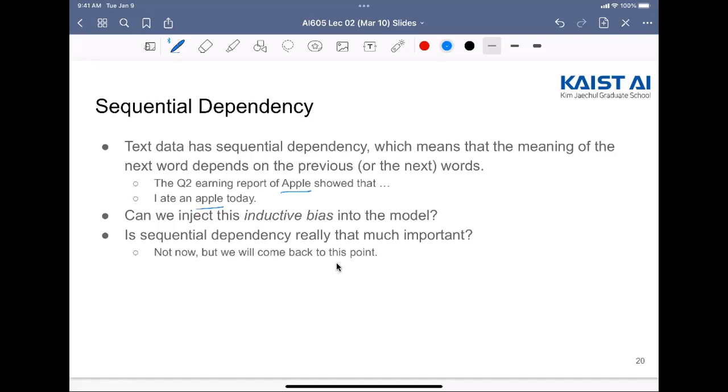And I think, spoiler alert, you might be wondering, especially given that many of you have started working on this after Transformer or BERT, is sequential dependency really that important? It turns out, and we'll come back to this again, that it is important, but it's not as important as stacking layers, because when you stack layers, the sequential dependency naturally comes in too. We'll see that later, but for now, it's worth noting that it might be better to put such inductive bias.